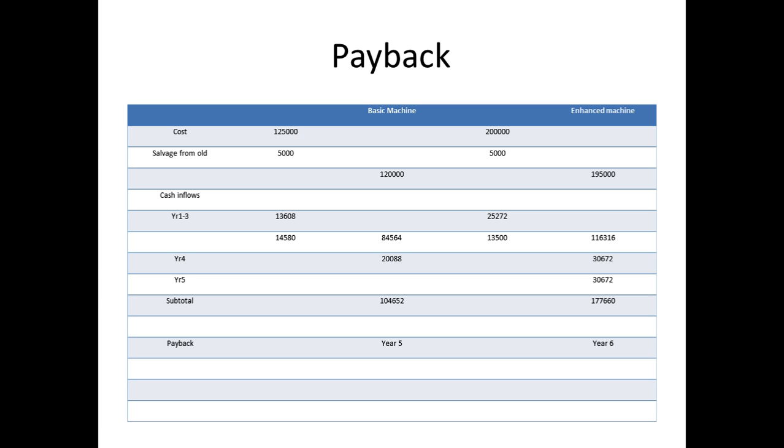Now when we look at the basic machine versus the enhanced machine, we'll see that the cash flows involve a payback for the basic machine in year 5, and for the enhanced machine in year 6. This means neither of the two of them meets the payback period requirement set by Henry's mother, although both of them have positive NPVs.